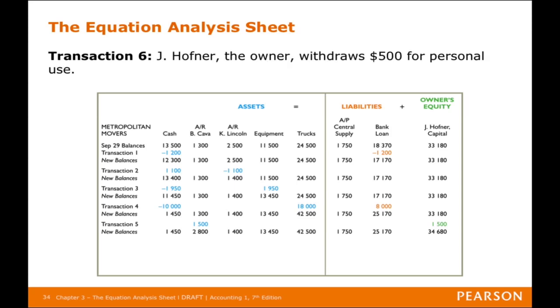Jay Hoffner, the owner of Metropolitan Movers, withdraws $500 for personal use. So, Metropolitan Movers has $500 less cash available, so cash decreases by $500, and owner's equity is going to decrease here by $500 as well, because that $500 is no longer available in the business. So it reduces the value of the company. We calculate the new balances again and move on to the final transaction.